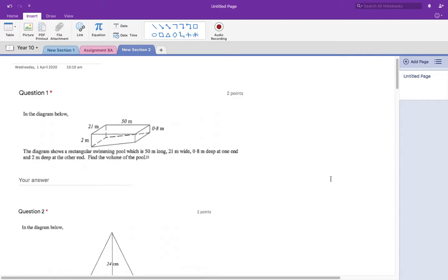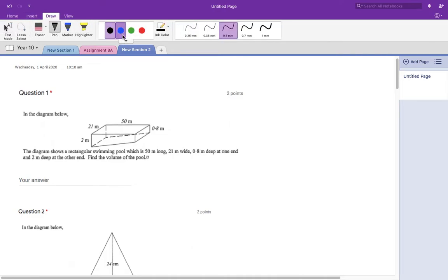So for the first one, whenever you attempt any surface area and volume questions, you need to first make sure: are you finding the volume or the surface area? In this question, it says find the volume. So you need to find a cross-sectional area, right? The uniform face, and in this case it's the front face, which is a trapezium. The two bases, the two parallel lines, are 2 and 0.8, and the height is 50.